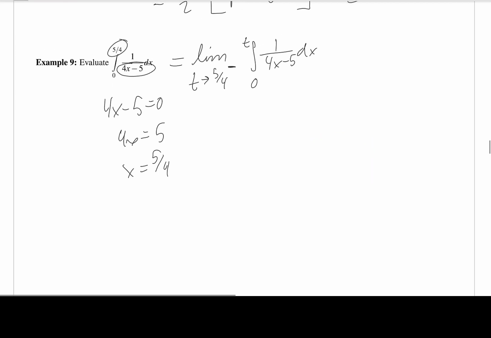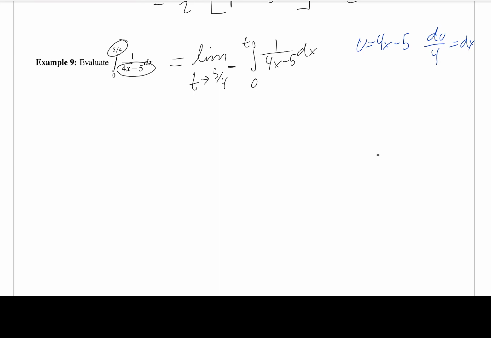Now I'm going to use a little bit of u substitution here. So I'll use u equals 4x minus 5, which means that du over 4 equals dx. So this becomes, and I'm going to get rid of this so we don't get confused anywhere, the limit as t approaches 5/4 from the left, integral. Now I have to be careful here, we're doing a u sub, so I need to change my limits.